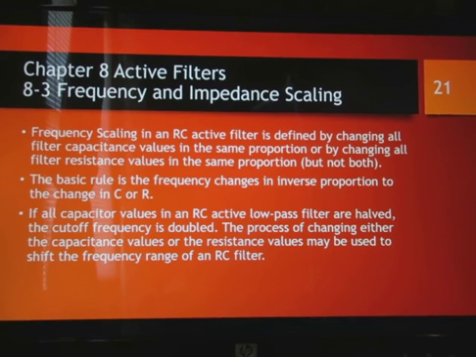If I look at the third bullet here, we're not going to do this, but it's good knowledge to have working in the filter domain. If all capacitor values in an RC active low-pass filter are halved, the cutoff frequency is doubled. The process of changing either the capacitance value or the resistance values may be used to shift the frequency range of an RC filter.